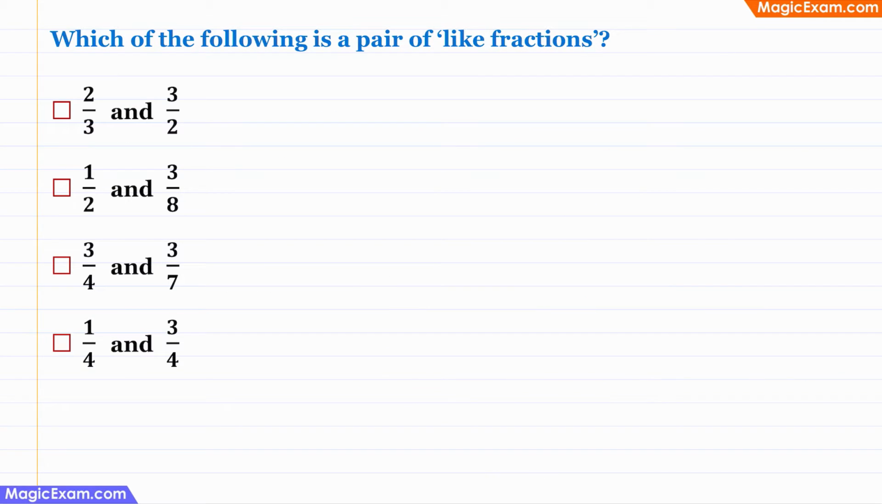Which of the following is a pair of like fractions? As you are aware, the number on the top is the numerator and the number at the bottom is the denominator. So like fractions are those fractions which have the same denominator, right? So we see that in option 4, the denominator for both the fractions is 4. Therefore, here 1 by 4 and 3 by 4 are like fractions because they have the same denominator.